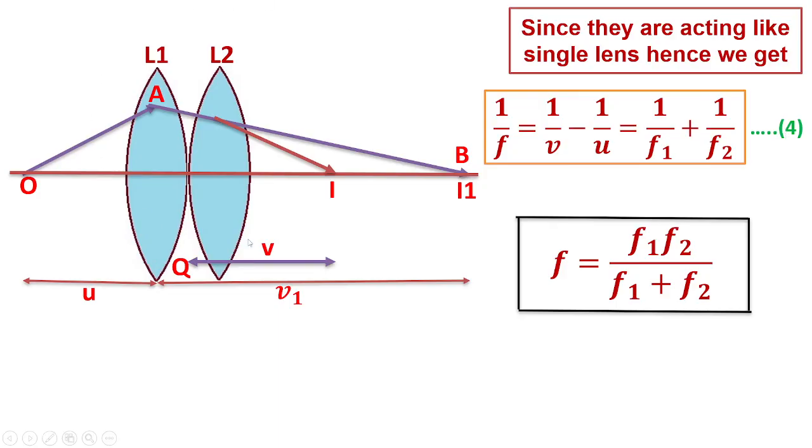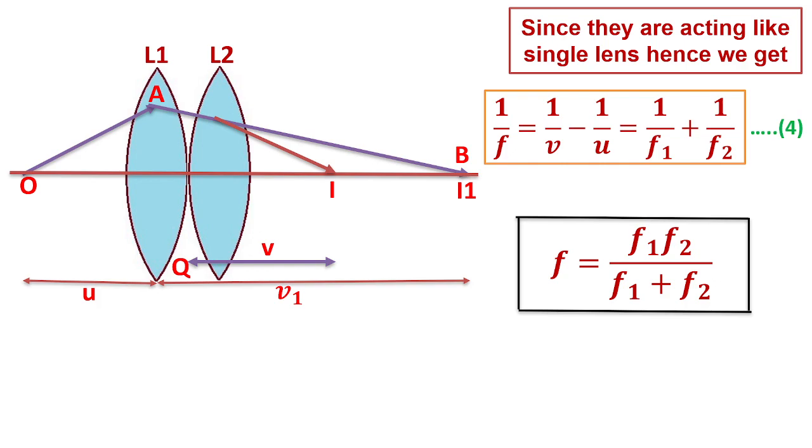So the focal length of both the lenses when they are kept in contact with each other, that is the equivalent focal length of two thin lenses, is given by the product of the focal lengths F1 and F2 divided by the summation of both the focal lengths. So finally F is equal to F1 multiplied by F2 divided by F1 plus F2. So this F is the equivalent focal length. It is just like a single lens.